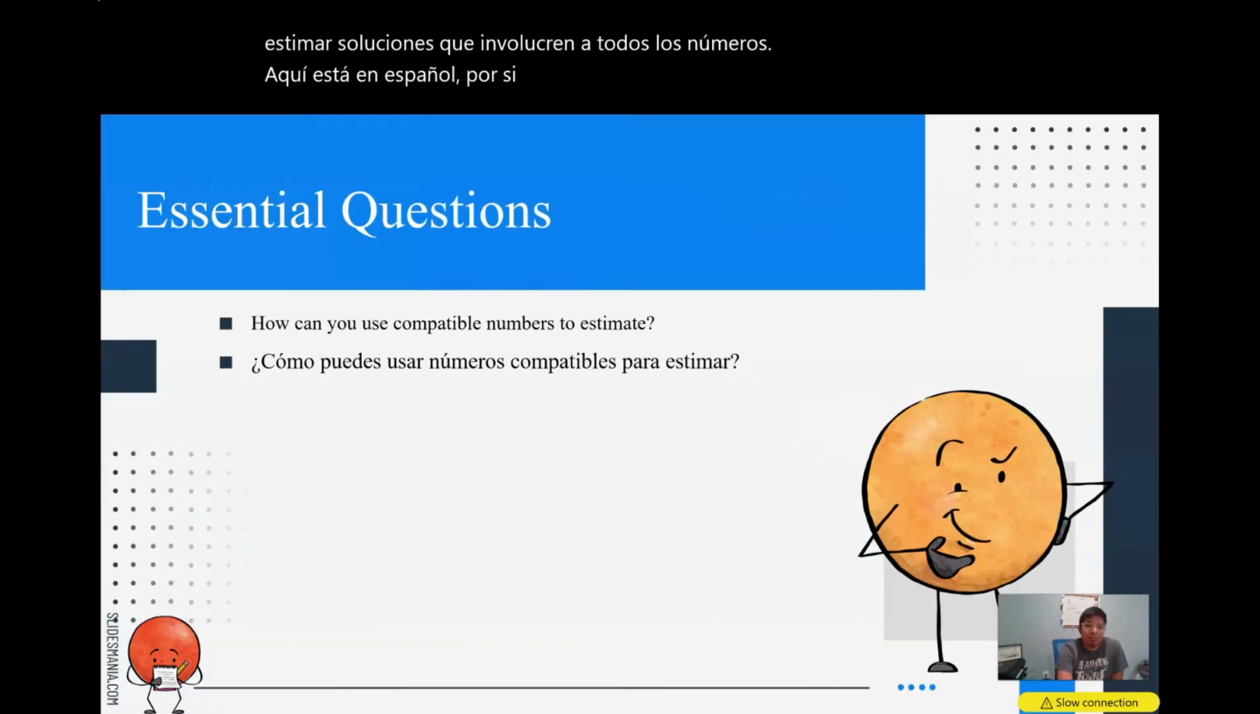Essential questions. How can you use compatible numbers to estimate?